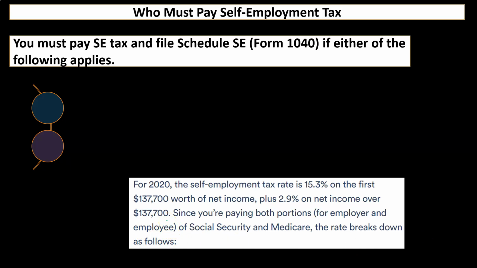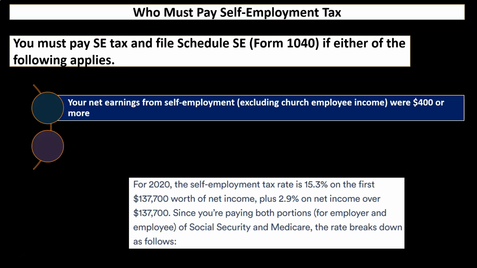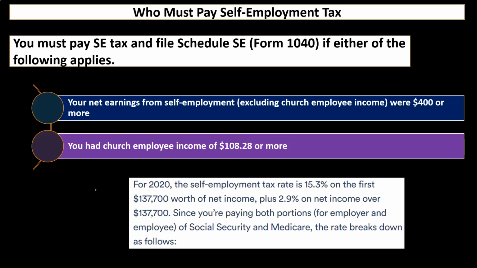You must pay SE or Social Security tax and file Schedule SE Form 1040 if either of the following applies. So your net earnings from self-employment, excluding church employee income, were $400 or more. Now, this came from 2019, but again, you can see it's a fairly low threshold. Even if it's increased a little bit for 2020, it's pretty low. So if you have self-employment income, if you have a Schedule C business, then you're most likely going to be paying Social Security tax and Medicare or self-employment tax.